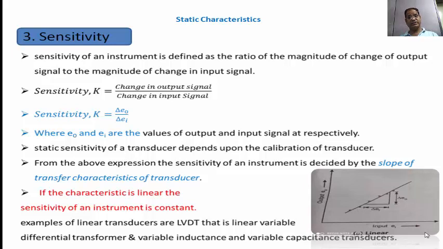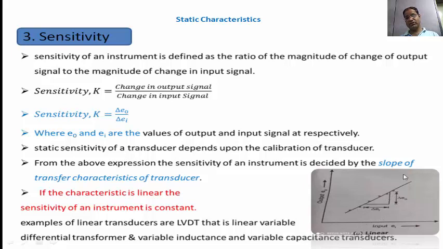Transfer characteristics represent the input-output characteristics. Means you will draw the characteristics of output against input. That characteristic we are taking as the transducer characteristic. Here E0 is the output and EI is the input, and suppose the transfer characteristic is linear. So what will we take?